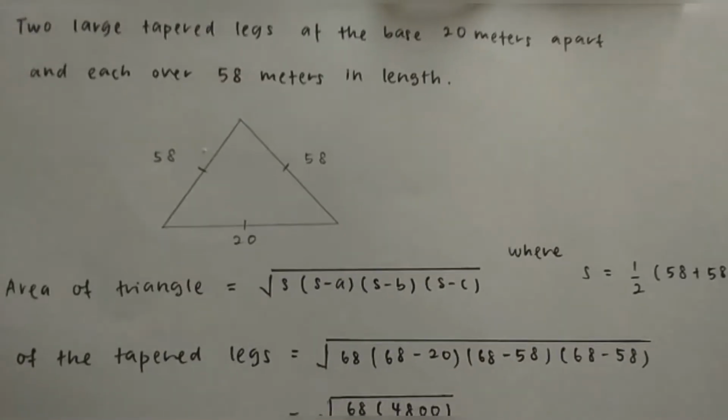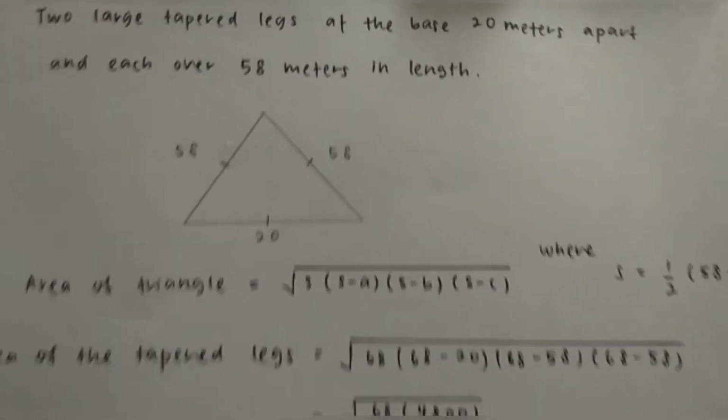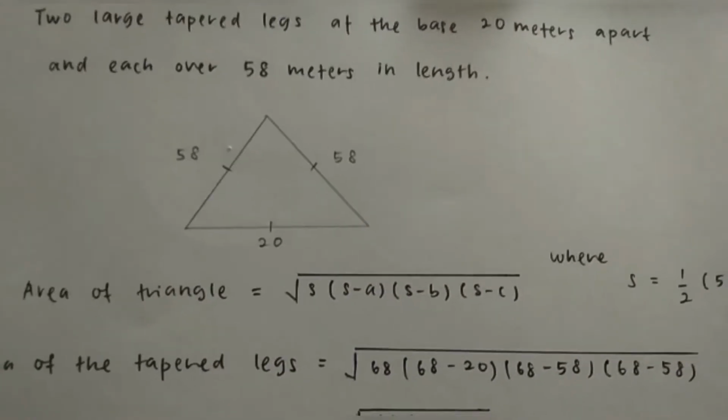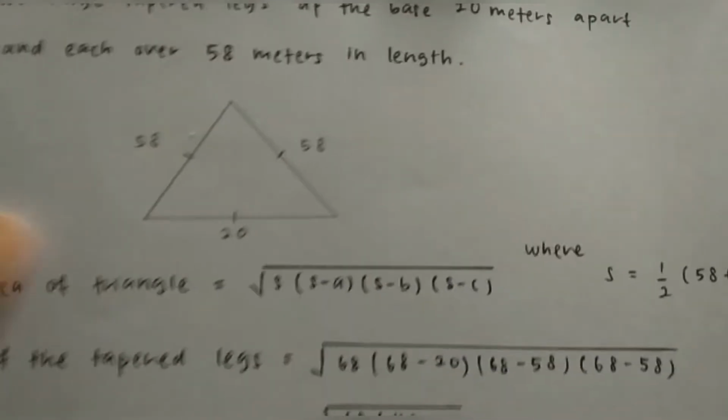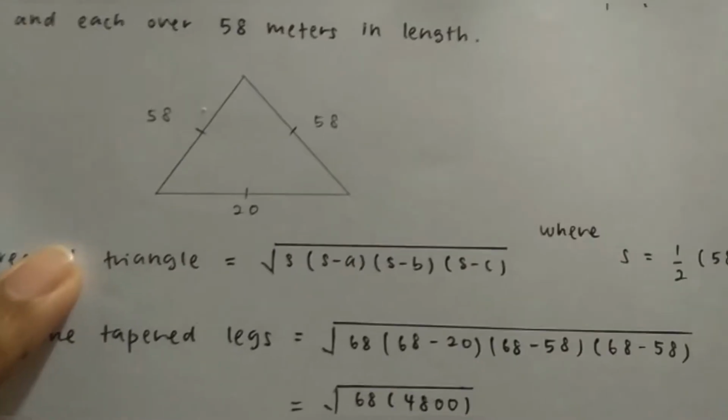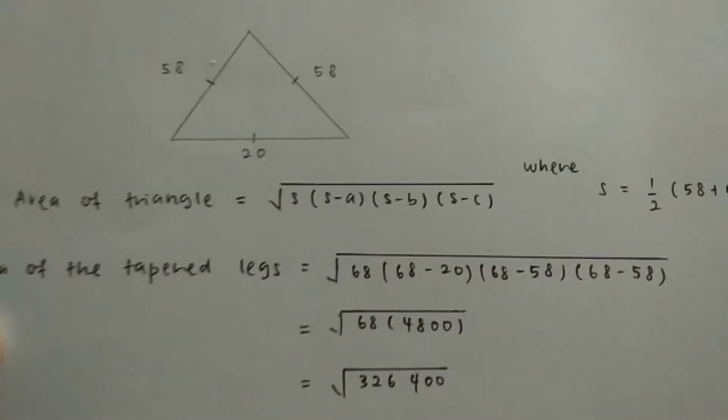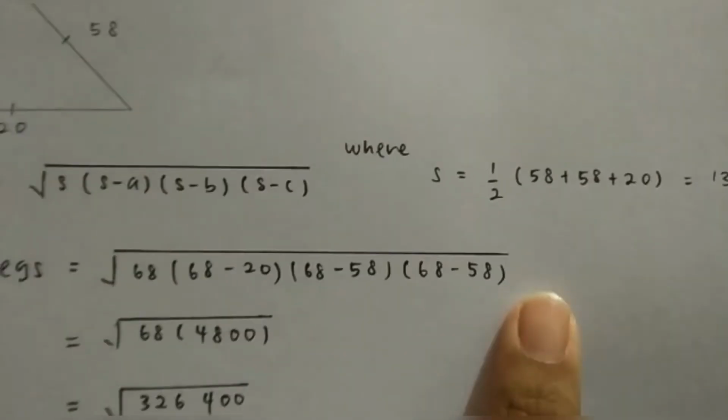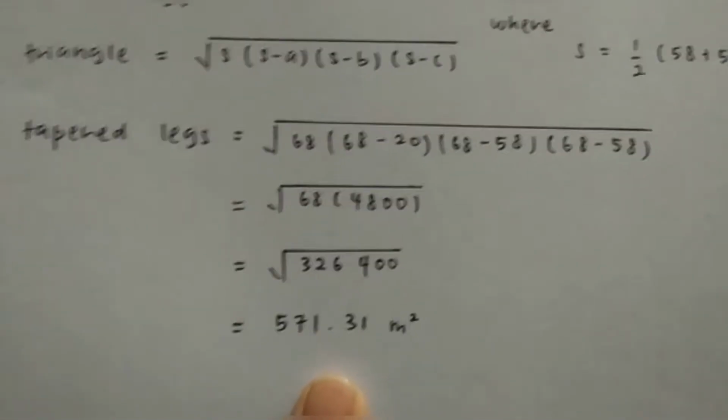From the statement, 2 large tapered legs at the base 20 meters apart and each over 58 meters in length, the figure will be like this. Since all sides are given, we can find its area by using the formula for the area of a triangle, where s is half times the sum of all sides, and the answer will be 571.31 meters squared.